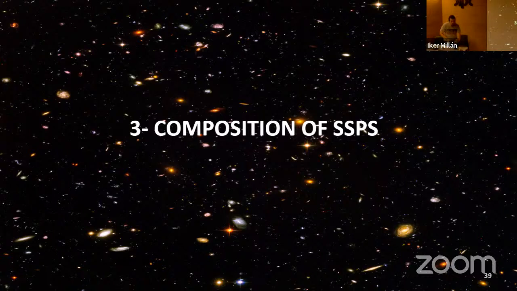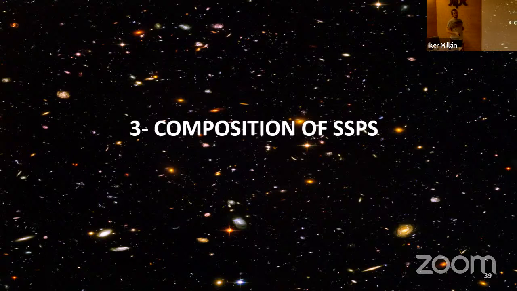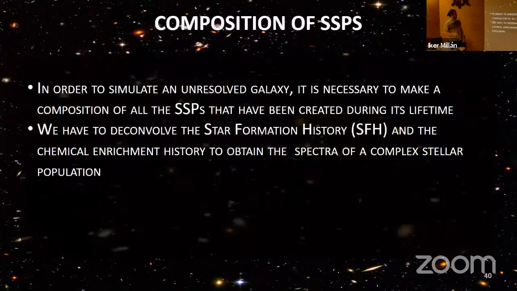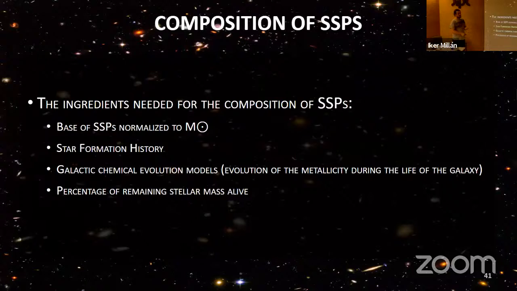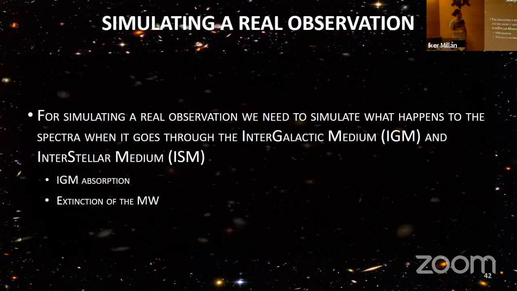So then we can do a composition of the SSPs to make, for example, a mock catalog, or a composition of two SSPs to make a complex stellar population that we have to decompose with the star formation history and a chemical enrichment history to obtain the actual spectra. So we need a base of SSPs that are normalized to one star mass, a star formation history, and a metallicity enrichment history.